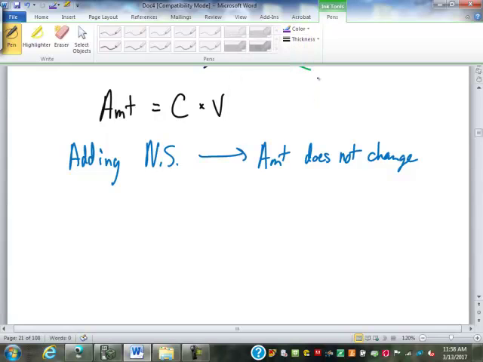So what that means is that amount is going to be the same before we add the saline as it is after. So the before, we're going to label that C1 as concentration 1 times V1, the volume 1. So that's the starting concentration times the starting volume. That's the amount of active ingredient before we add the saline. Has to equal the amount of active ingredient after, which would be C2 times V2, volume 2.